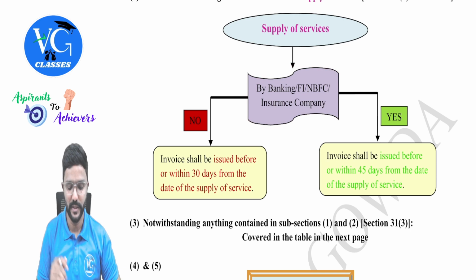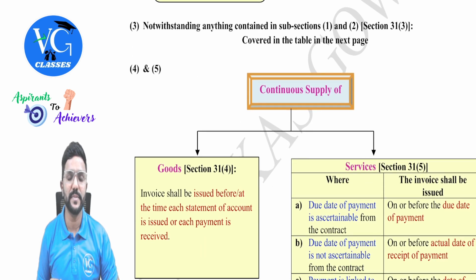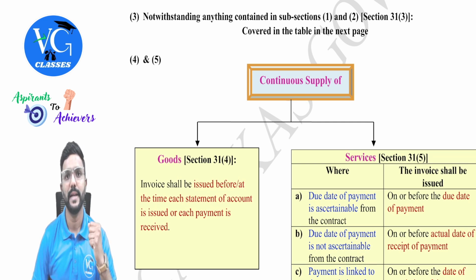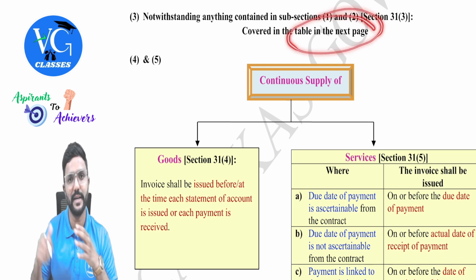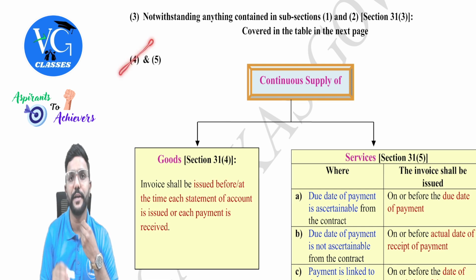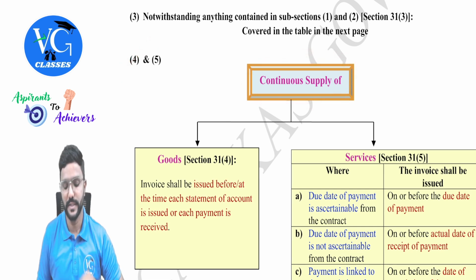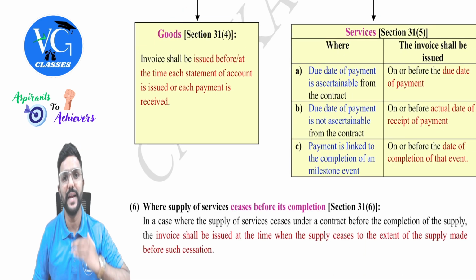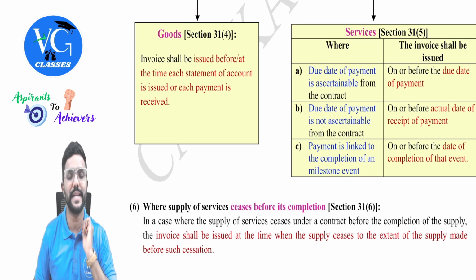Got it? Yes, sir. Then in section 31 subsection 3, they have spoken about a few important or special documents like bill of supply, revised tax invoice, refund voucher or receipt voucher, like that. We will discuss that in a table in the same chapter, a little later, guys. Okay, sir. Then subsections 4 and 5 talk about continuous supply of goods or services, guys. So when there is a continuous supply of goods by the supplier to the recipient, whenever he is supplying the goods, for each and every supply, he will not issue an invoice.